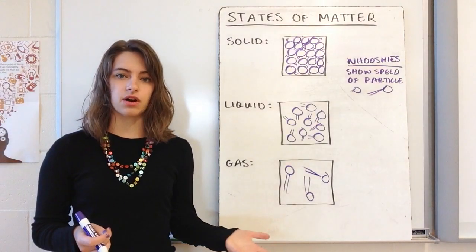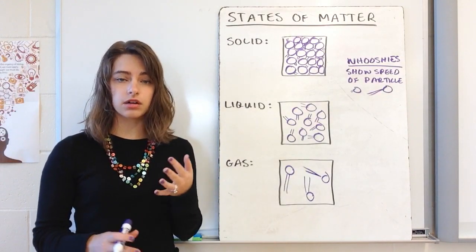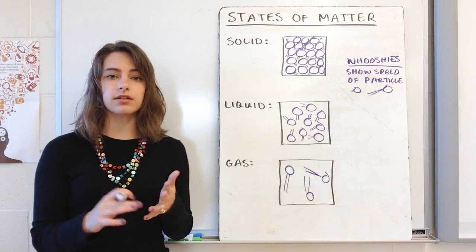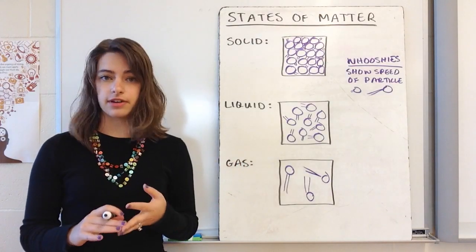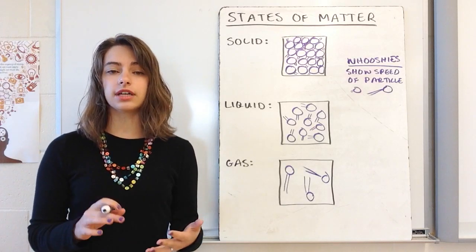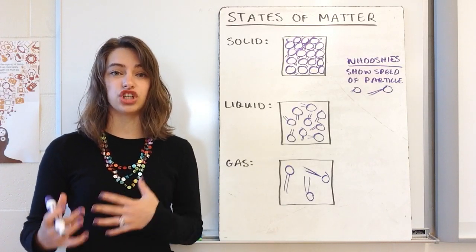And so now my gas particle diagram shows that they're spaced far apart. We know that because they're spaced so far apart, they have no attractions between the particles. They're moving very, very fast. Okay, let's look at how our states of matter can change.